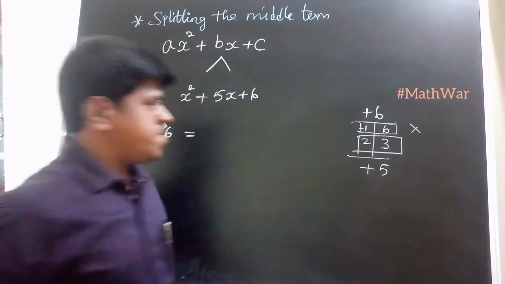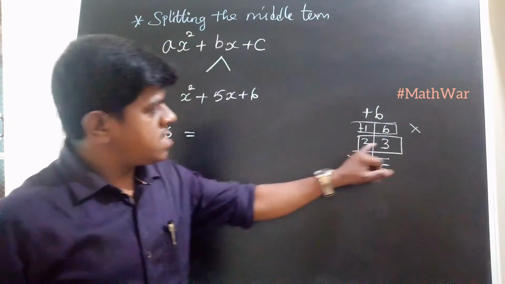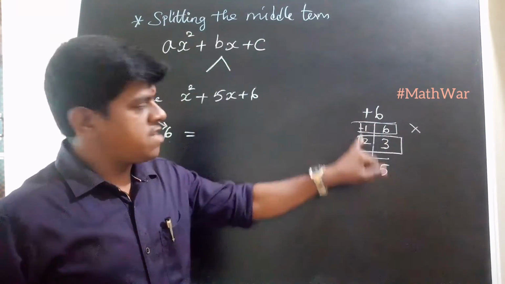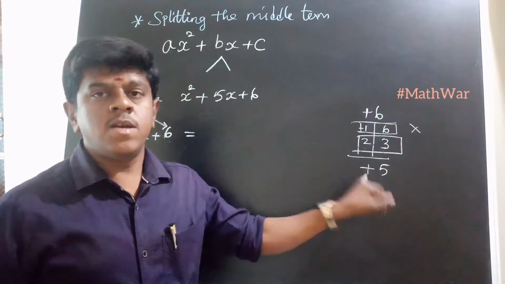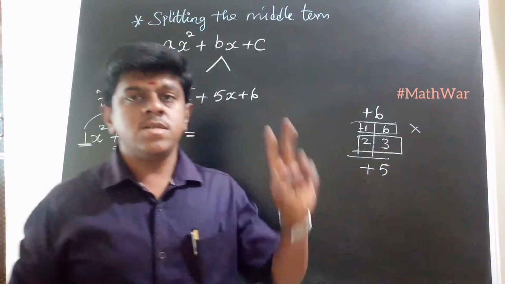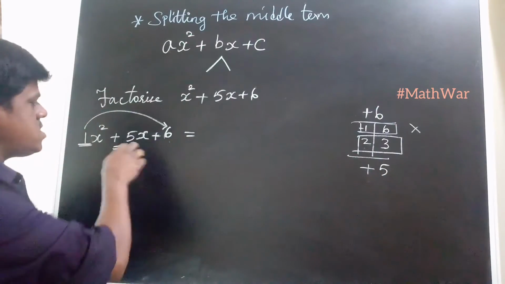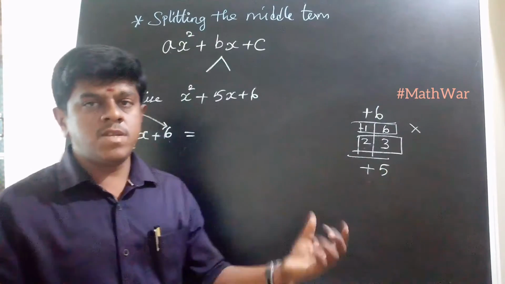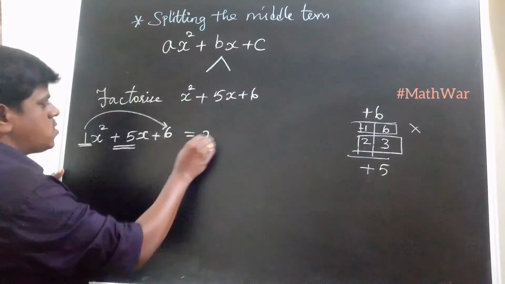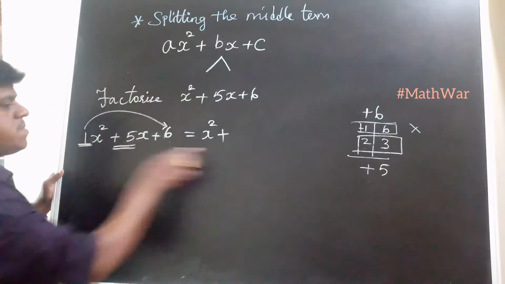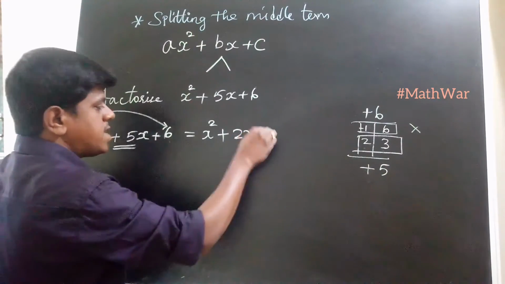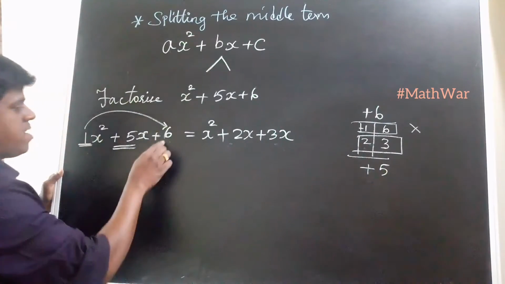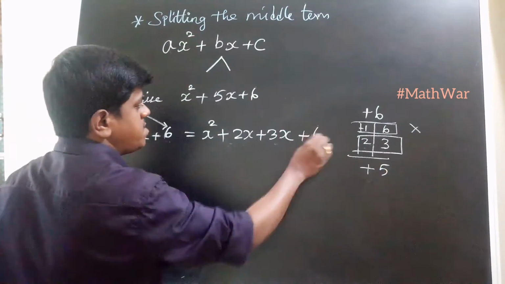2 into 3. Now you can take these two factors. If you multiply 2 into 3, we will get plus 6, and if you add 2 plus 3, we will get plus 5. So these are the two factors that should be selected. And instead of 5x, we should write it as 2x plus 3x. This is the splitting the middle term. So x square plus, instead of 5x, we write 2x plus 3x, and plus 6 will be here.